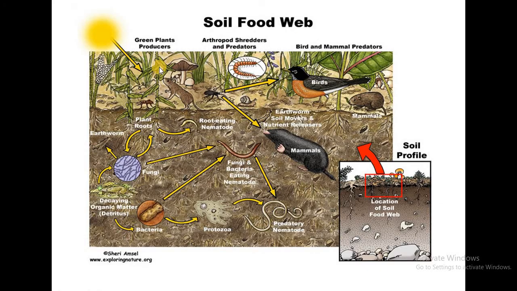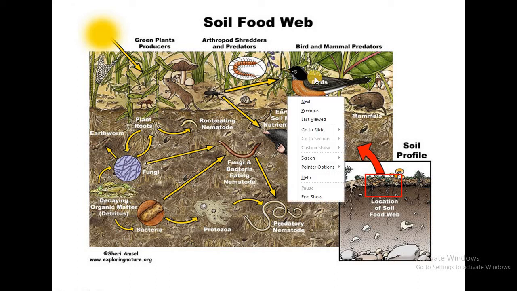So this is the soil food web. Different food chains are interlinked together to form a soil food web.